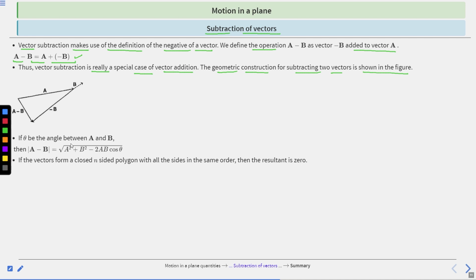If theta is the angle between A and B, then mod of A minus B is equal to under root A square plus B square minus 2AB cos theta. And if vectors form a closed n-sided polygon with all the sides in the same order, then the resultant is 0. So this is the subtraction of vectors.